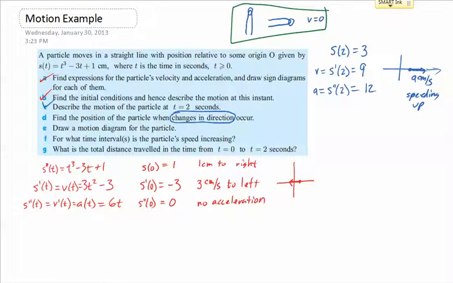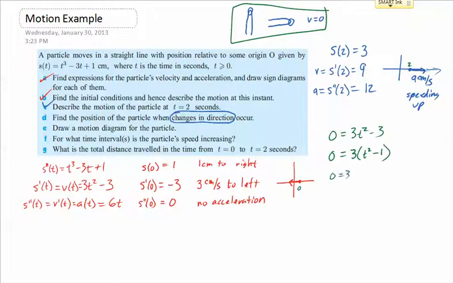So for the velocity equation, I'm going to go 0 equals 3t squared minus 3. Now, I already know that somewhere between t0 and t2, I changed direction. So one of my answers had better be between t0 and t2, but the other one can be somewhere else. So let's go ahead and solve. 0 equals, and it looks like we can factor out that 3. So we'll go t squared minus 1.